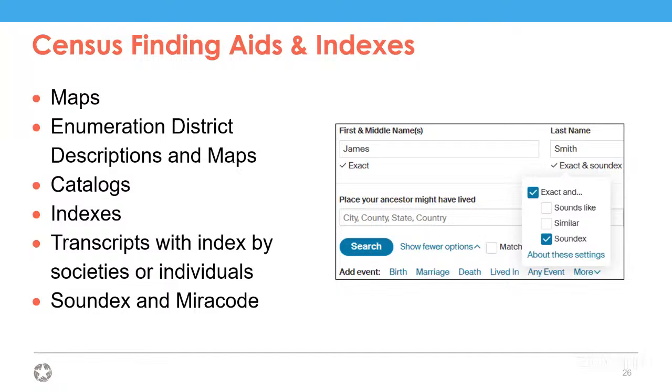So Soundex was available for all families in all states in 1900 and 1920, whereas parts of 1880, 1910, and 1930 also had Soundex used. What you see in the picture here is that Ancestry.com uses a Soundex search to help find names. So if you have a name that has multiple different spellings, you can select the Soundex option like you see here, and it'll return ones that are more related, not just from a spelling standpoint, but from how they sound when they're pronounced.